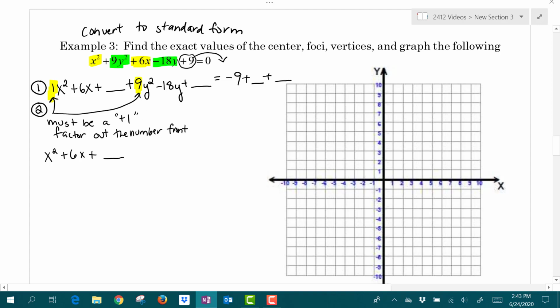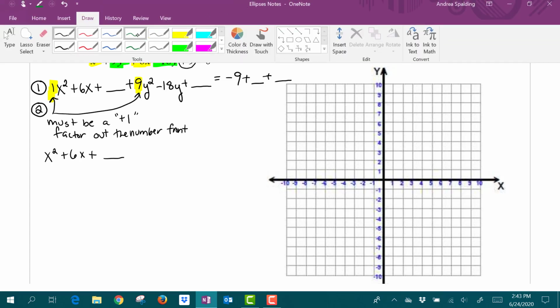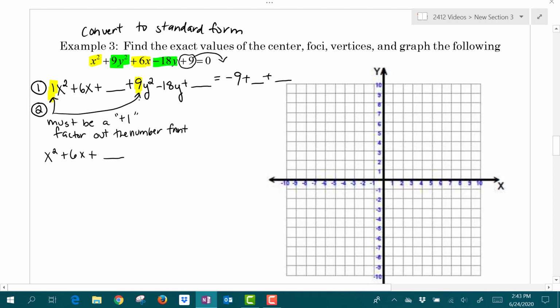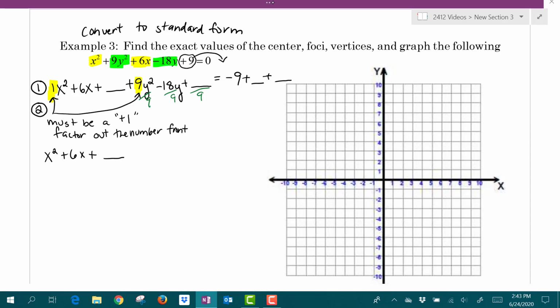Now here something is going to change. Officially, factoring out really means to divide out. So we're going to factor out a 9. We're going to divide out a 9. We have to do this from every single term that contains a y. Okay, so everything that has to do with the y terms, we're going to divide out a 9 from those terms.